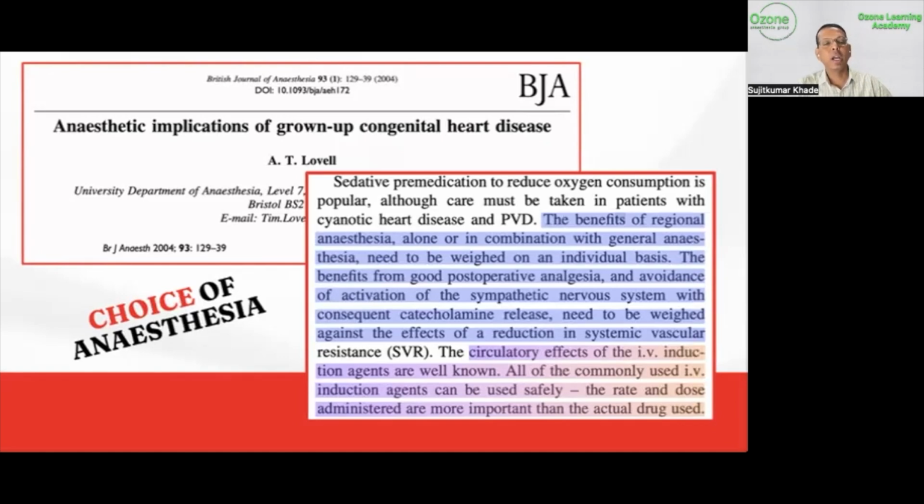So you can either choose regional anesthesia or general anesthesia depending on the patient's congenital heart disease, the severity and complexity of the heart disease, as well as the surgical complexity. So we considered that this surgery was not going to be very complex or long duration surgery.